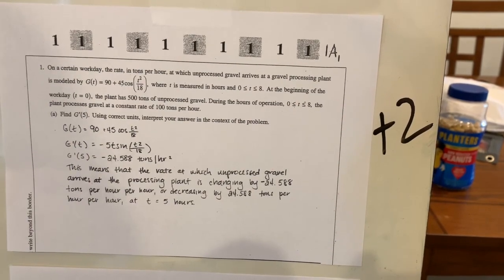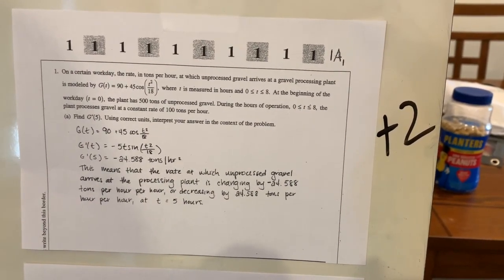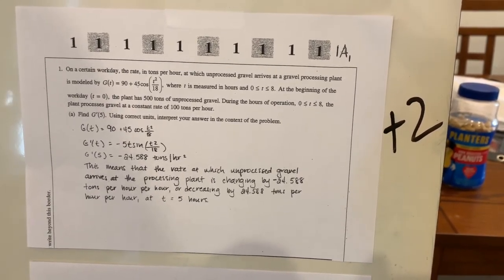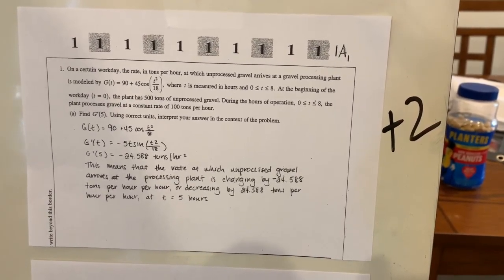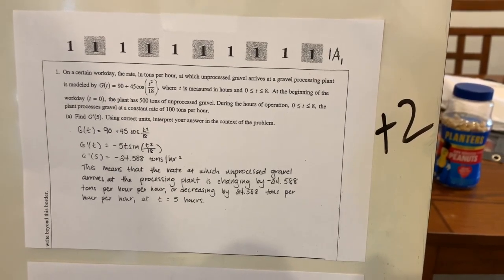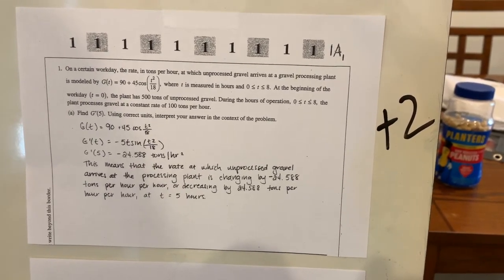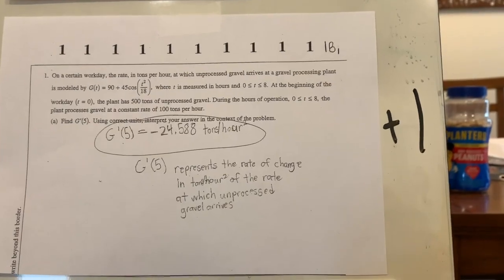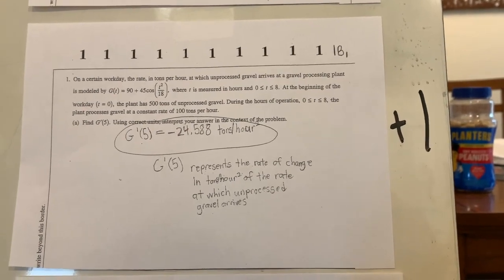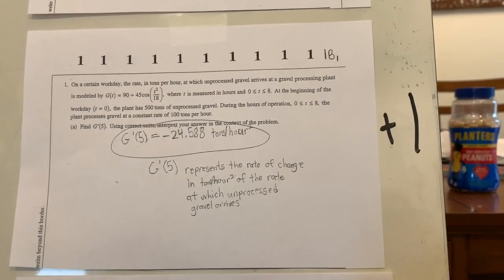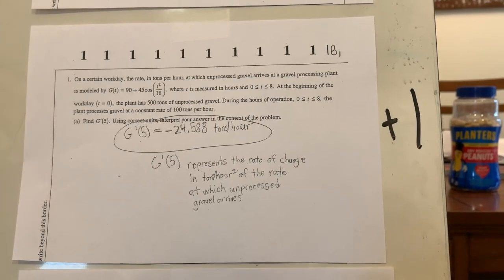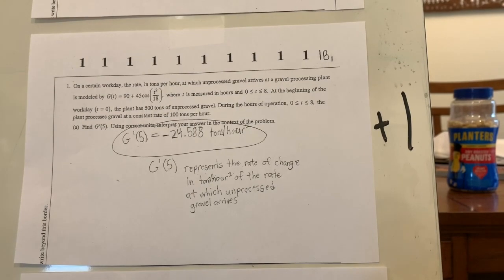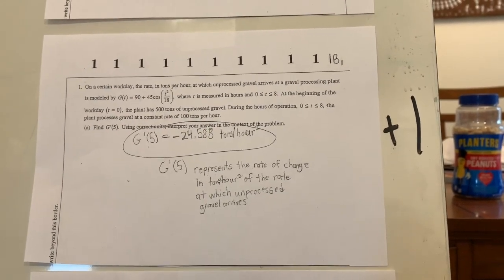Alright, this first person was able to receive full credit, the full 2 points, because they were able to find g prime of 5, which is negative 24.588 tons per hour squared. And they were able to justify their answer in the context of the problem with correct units. The second person only received 1 point because they were only able to find g prime of 5, but they were not able to sufficiently explain their problem and justify it like the first person did.